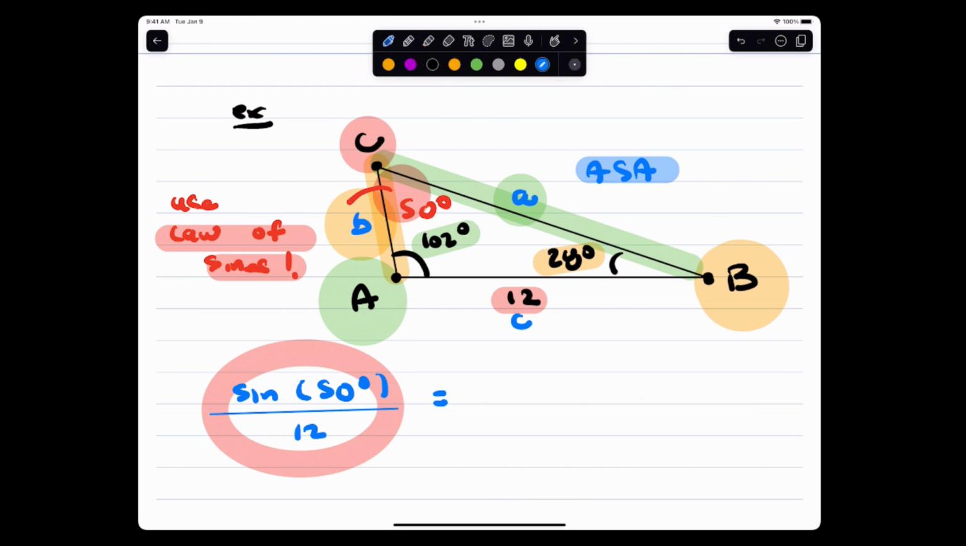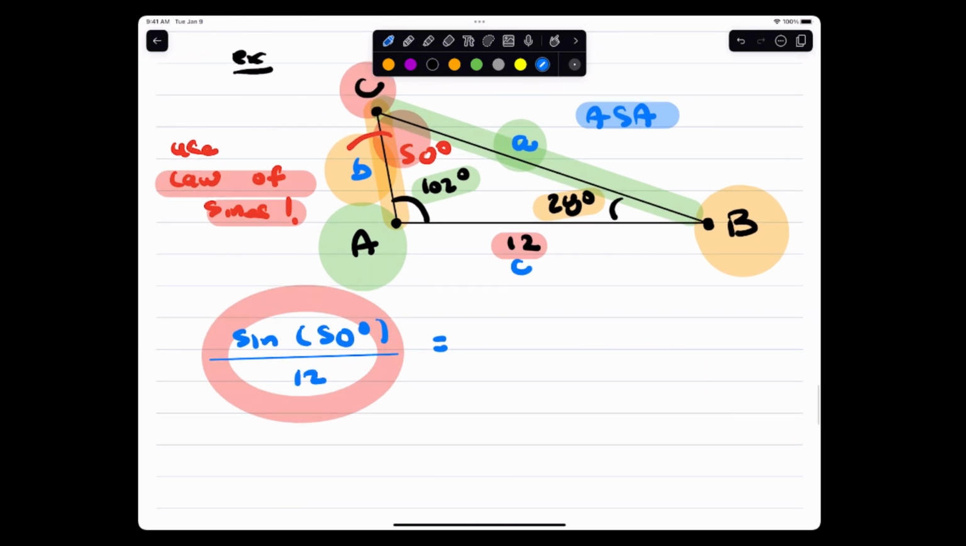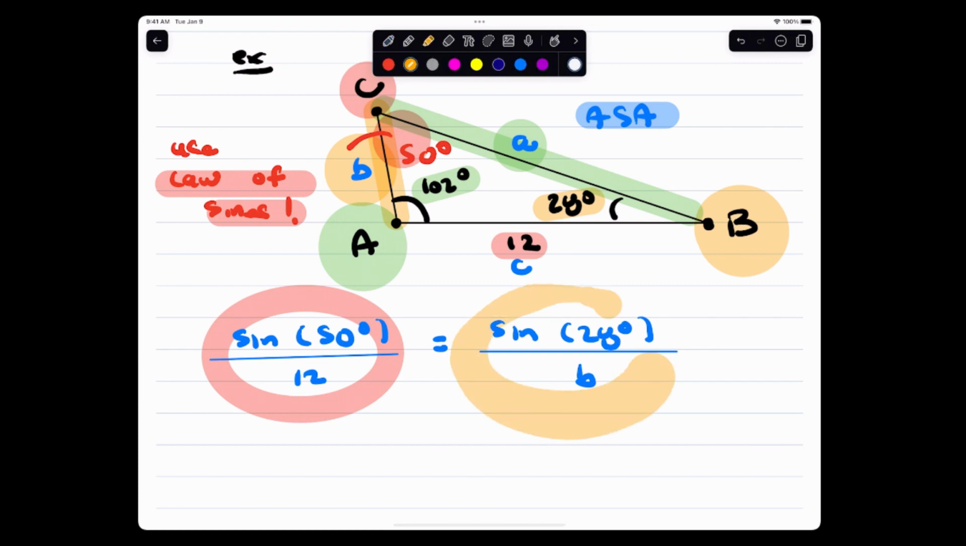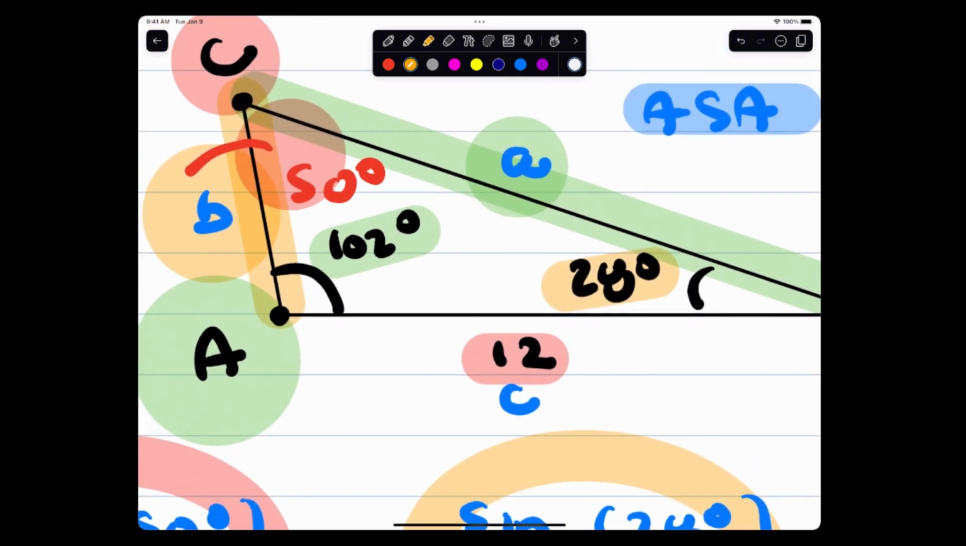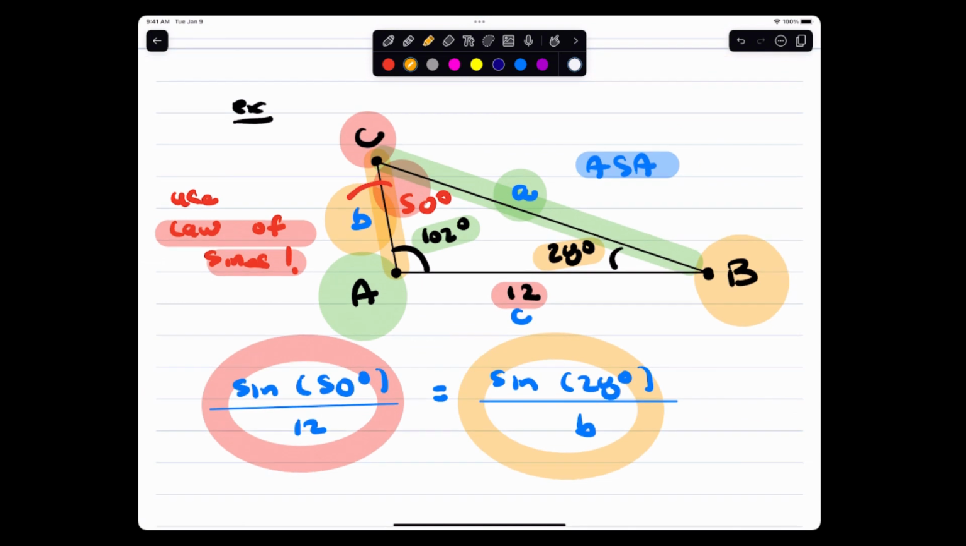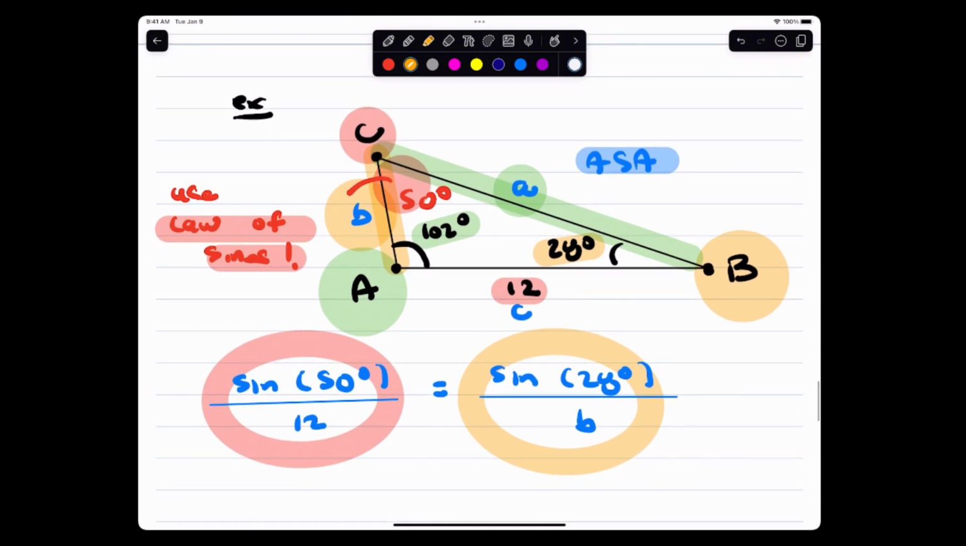You want to find A or you want to find B? B? So you're going to have to say sine 28 degrees over little b, because you're going to create another ratio to really create a proportion. So you got sine 28 over little b. Easy peasy lemon squeezy.